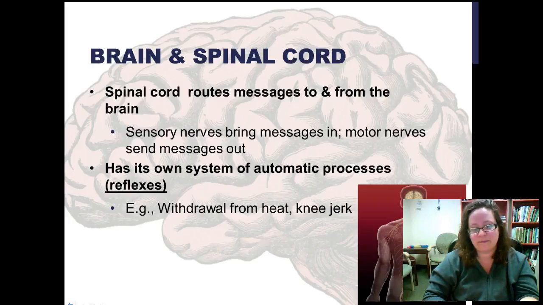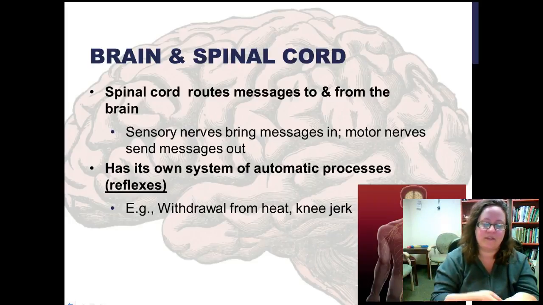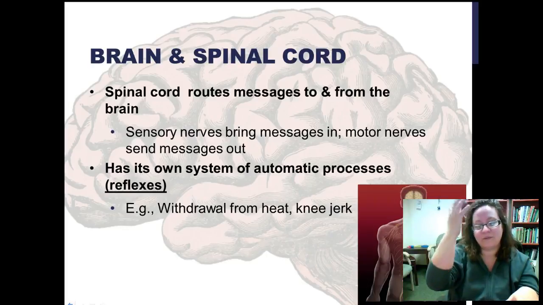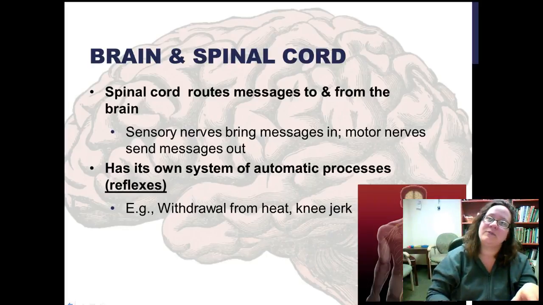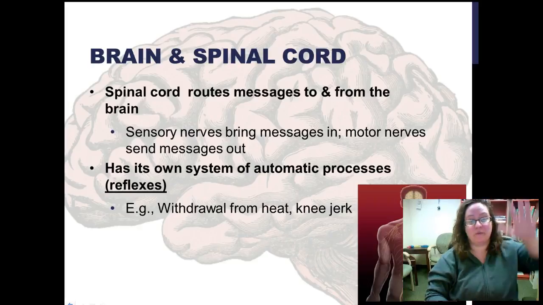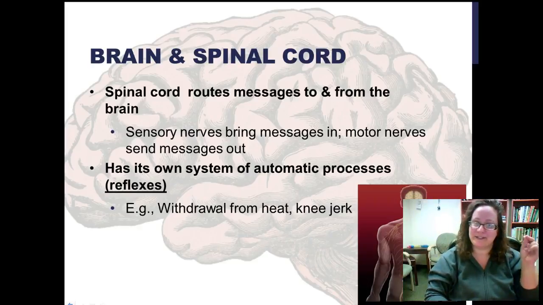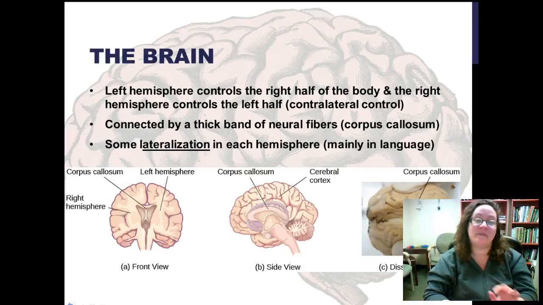So if you touch a hot pan, you don't have to sit and think and have that message go all the way up through your brain where you decide, should I move my hand or should I not? You don't have to go through that process. We just go, whoa, and get our hand out of there. So it's a reflex.